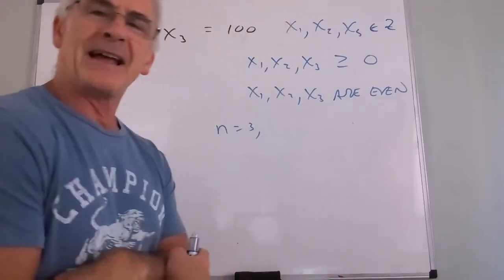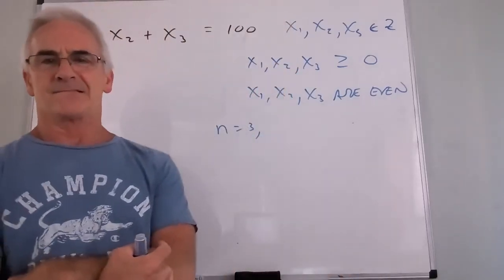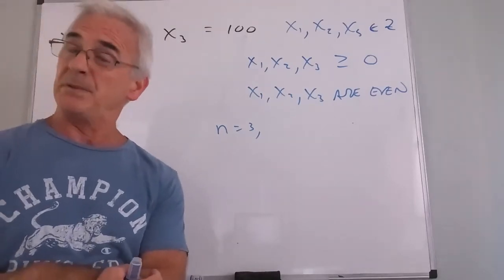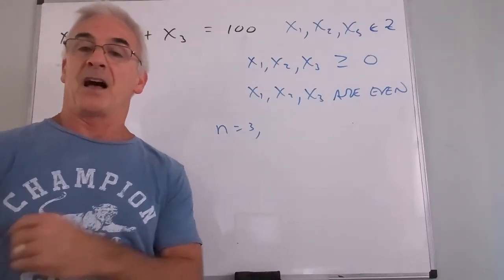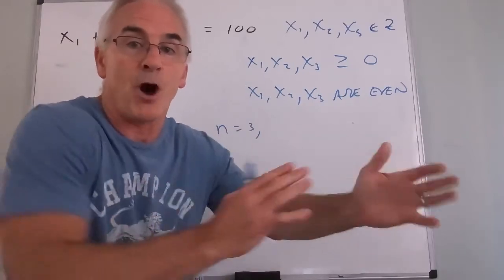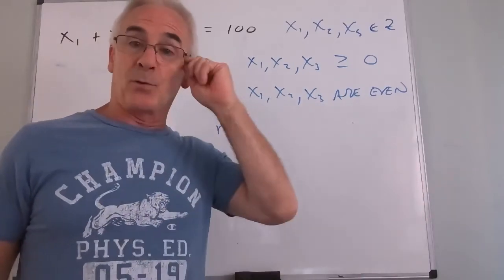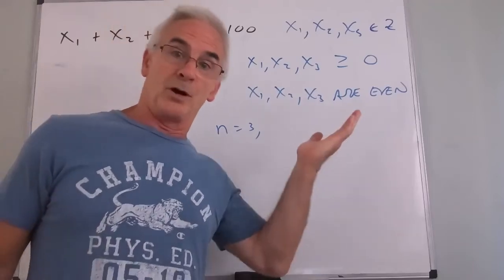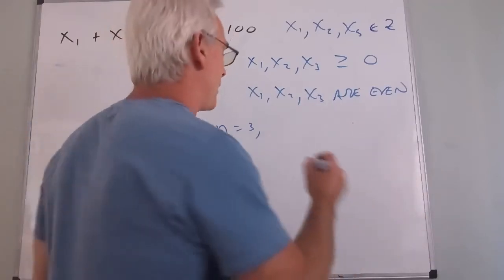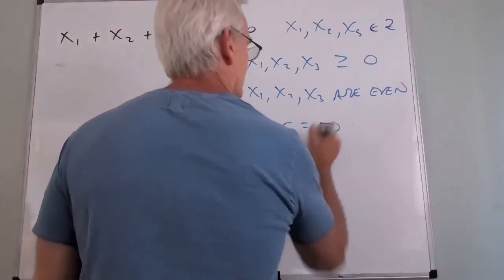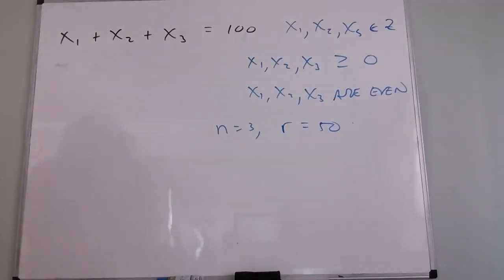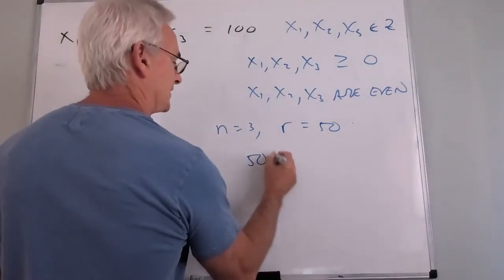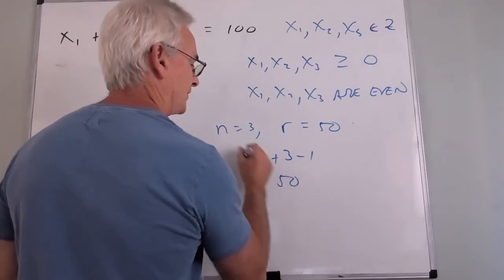So what's my R now? It would just be 50. It would only be 50 because I can't put an odd number. I can only put even. So another way of thinking about it, how many positive even numbers are there up to 100? Only 50. So now my R is 50. I'm trying to give you guys every scenario so it all makes sense to you. So now my number is going to be 50 plus 3 minus 1, choose 50.